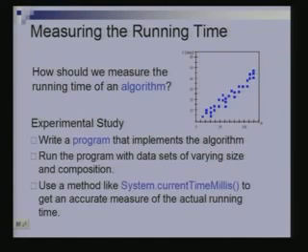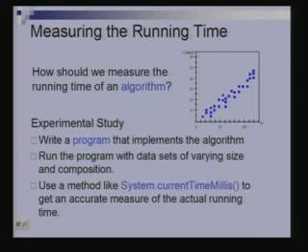Now, how does one measure running time? I said efficiency, running time, very important for us. So, how does one measure the running time of an algorithm? One way would be what I have put down here as an experimental study. You have a certain algorithm, you implement that algorithm, which means you write a program in a certain programming language. You run the program with varying data sets, some smaller, some larger, some of some kind, some of a different kind.